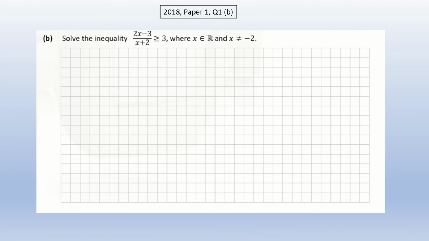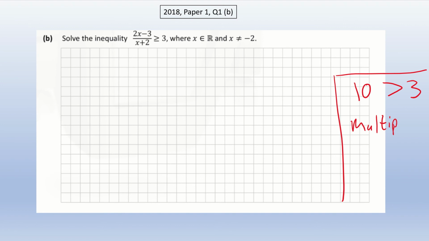And when you were dealing with inequalities, you would have learned that, let's say if I had 10 is greater than 3, that's a really, really obvious fact. But if I was to multiply both of these by -1, what I end up with is -10 and -3.